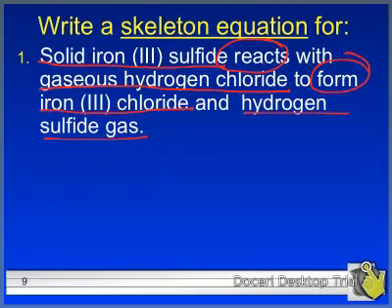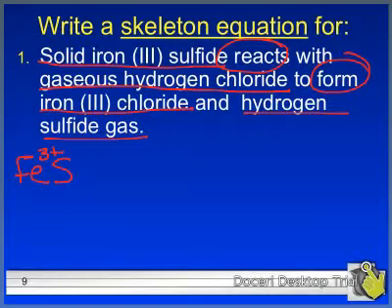So solid iron, iron is Fe. What does the 3 mean? Iron 3, what's that mean? It has a charge of 3 positive. Hydrogen sulfide. The "ide" is telling you it's in a chemical compound, right? So that's how I know to stick these guys together.